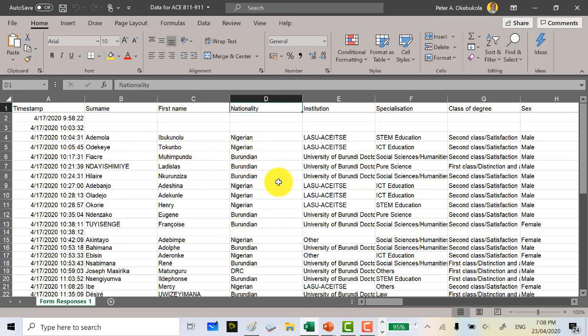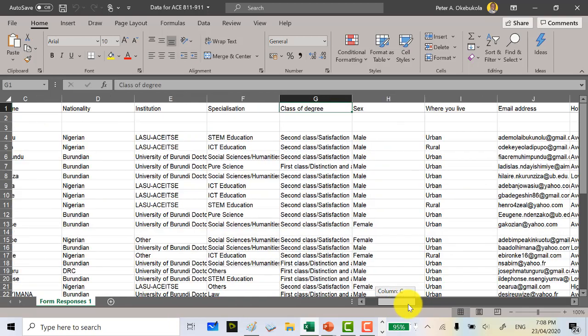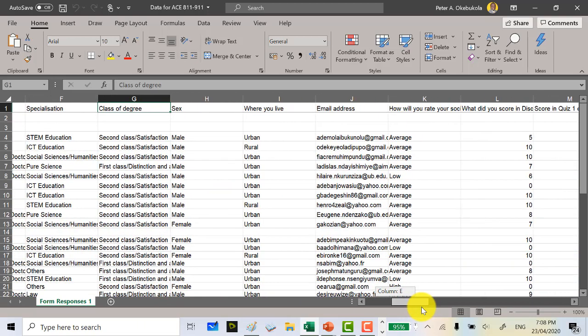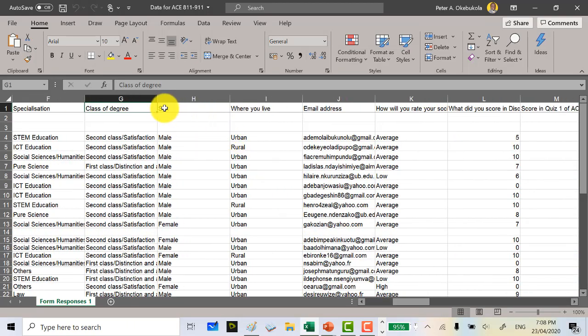Nationality, we have Nigerian, Burundian. Institution, they're different. Specialization, different. Class of degree, different. Sex, different. Let's keep scrolling. So you can see we're scanning the data now. You have sex, male, female, where you live. Some people are living urban and rural. Email addresses are different.